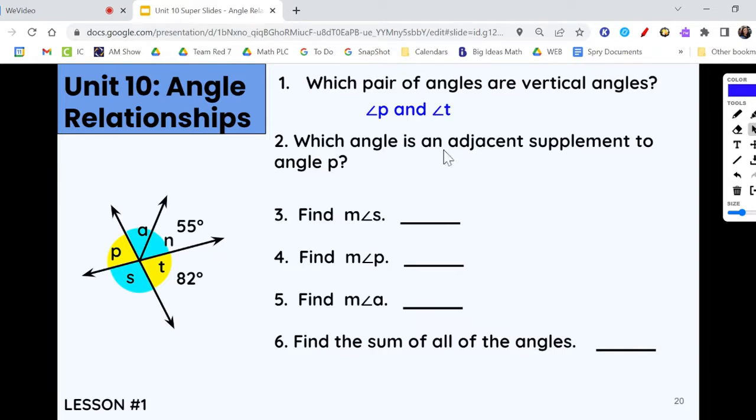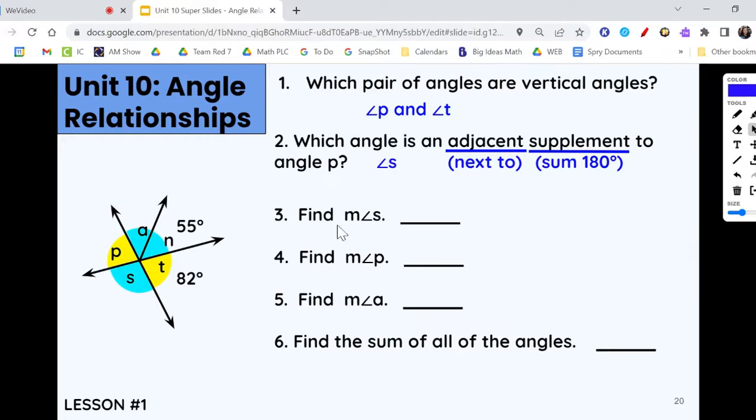Okay, which angle is an adjacent supplement to angle P? Adjacent means next to. Supplement means they have to add up to 180 degrees. So which angle is next to angle P and creates a straight line that would add up to 180 degrees? Which angle is next to angle P? They share a side. They don't overlap, and they add up to 180. It'd have to be angle S.